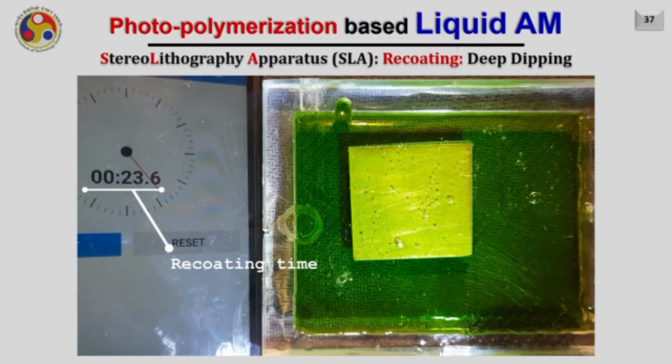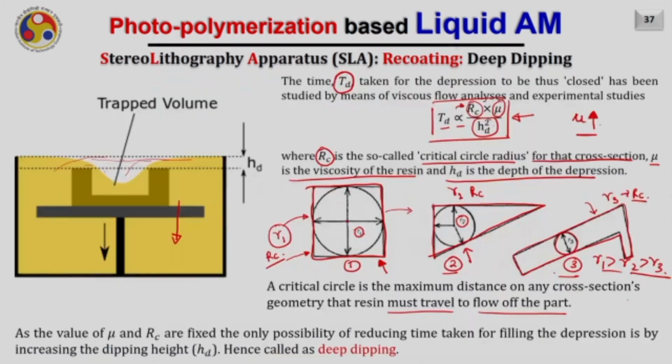Hence with this experiment we can conclude that the recoating cycle, which critically depends on the deep dipping, highly depends on the critical radius of the object, not on the surface area. So this is the critical radius. Assume now that RC and mu are both constant, then the only possibility of reducing the time taken for filling the depression is by increasing the dipping height, that is HD.